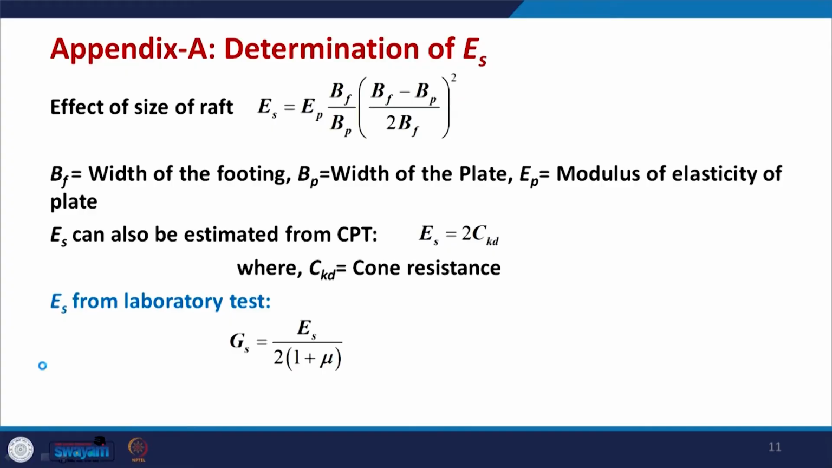We have discussed that it can be found using 2 things: either the plate load test, where this equation is given, or the cone penetration test. In the plate load test, ES is found from this equation which we have already discussed. The effect of the size of the plate is given at the top of this slide, and here you can see the one using the cone penetration test. This we have already discussed in the last lecture.